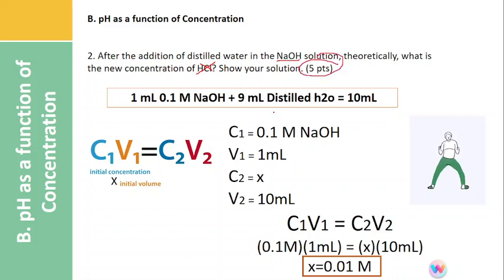5 points po siya. So, ilatag lang natin yung mga binigay na given, which is yung based sa observation natin sa experiment, 1 ml nung sodium hydroxide. And then yung 9 ml ng distilled water. So, it will yield a 10 ml solution. So, i-apply lang natin yung ating formula, which is C1 times V1 is equals to C2 times V2. Ano ba yung C1, V1, C2, V2? Initial concentration times the initial volume.